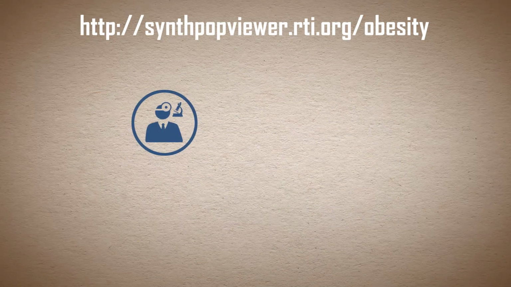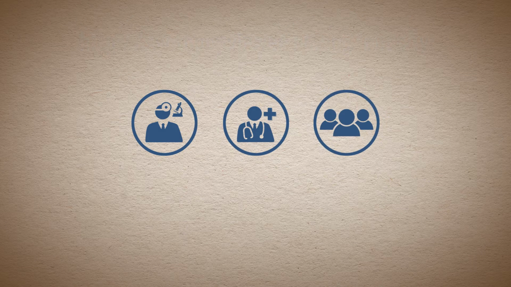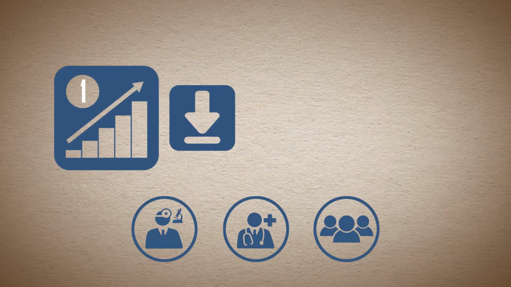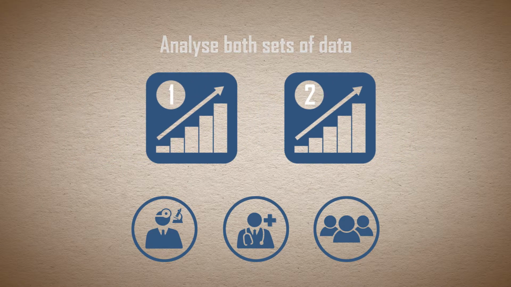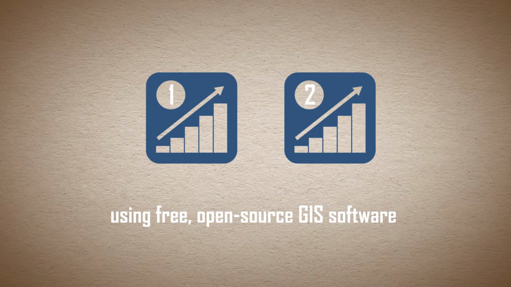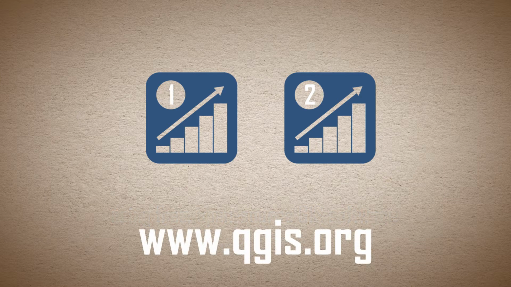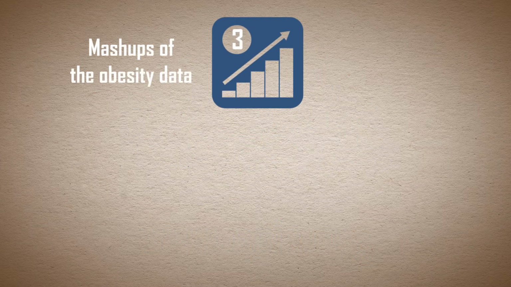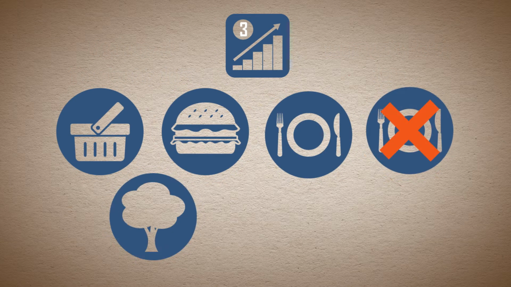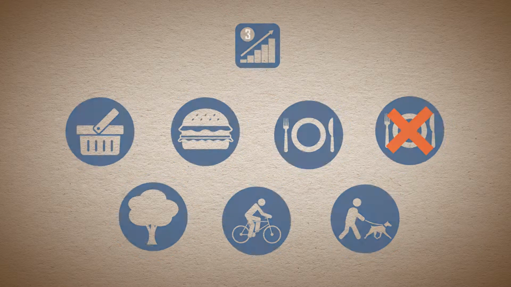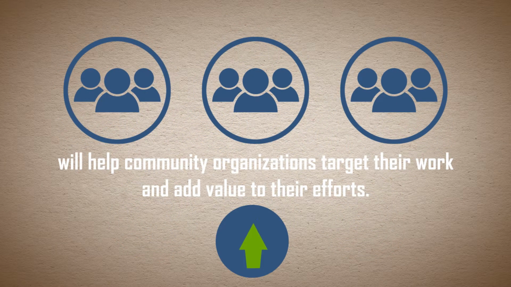synthpopviewer.rti.org/obesity. Researchers, practitioners, and communities can download the GIS data, add their own information, and analyze both sets of data using free open-source GIS software such as QGIS, qgis.org. Mashups of the obesity data with community-level data such as food retailers, restaurants, food deserts, parks, bike paths, and walking paths will help community organizations target their work and add value to their efforts.